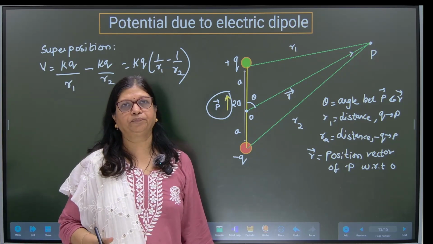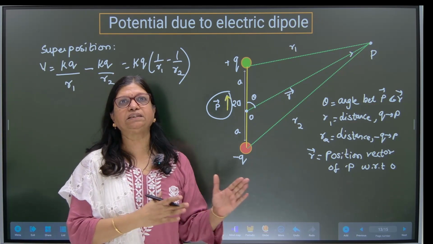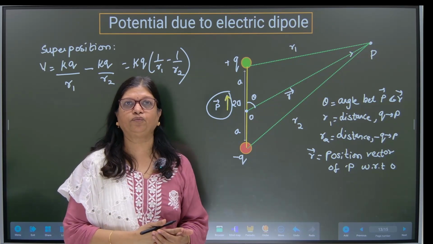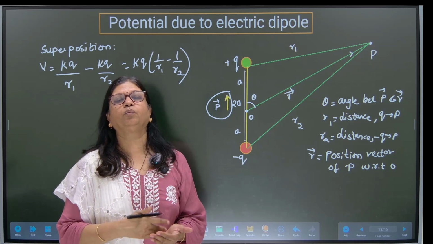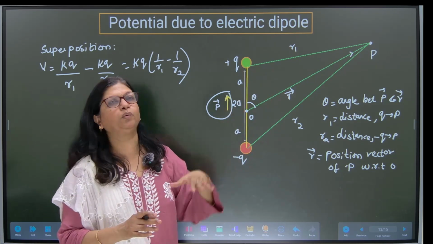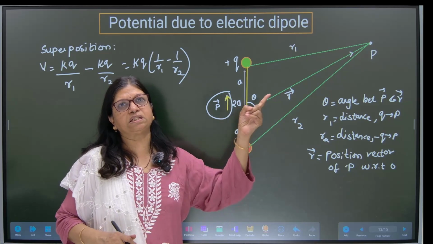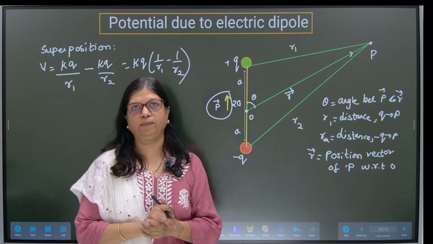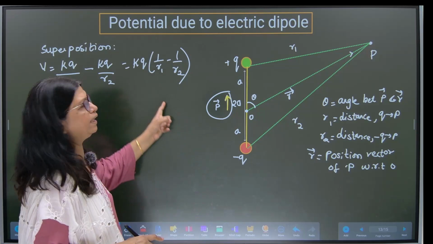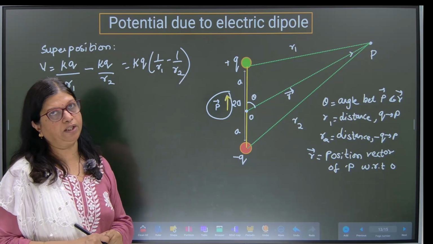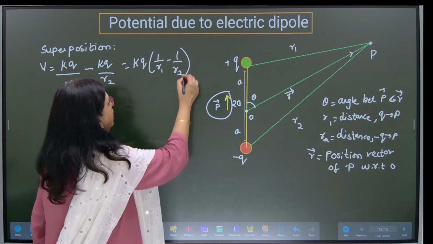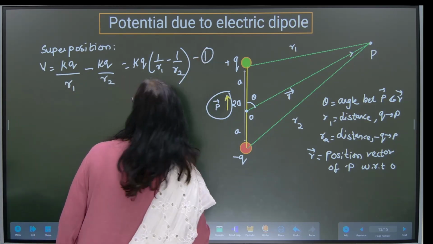Fine. Now, once this is calculated, we have to understand what is the value of 1 upon R1 and 1 upon R2, because that is not given to us. That is simply one point we have taken whose distances are R1 and R2 from plus Q and minus Q. So now we will try to find out an expression for 1 upon R1 and 1 upon R2. Clear? And substitute it here, and let me name this as equation number 1.